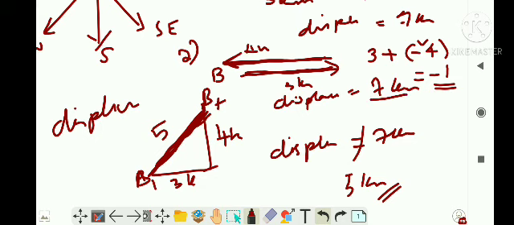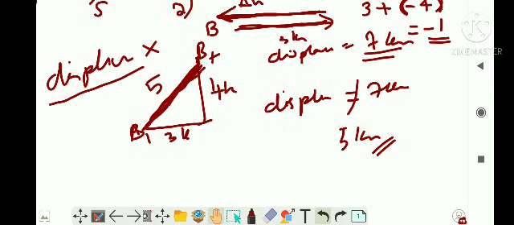So that means to find the value of displacement, you have not added it arithmetically. You have given importance to a direction, or you have used a different method, right? That is known as vector addition, which you have to deal with later on. I'm just giving the introduction part first, guys.